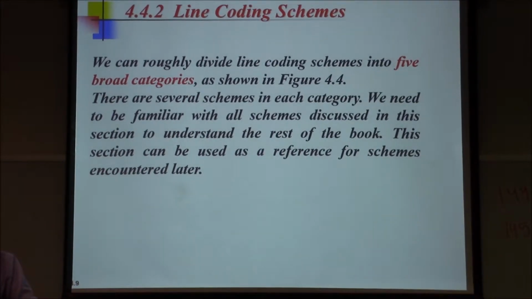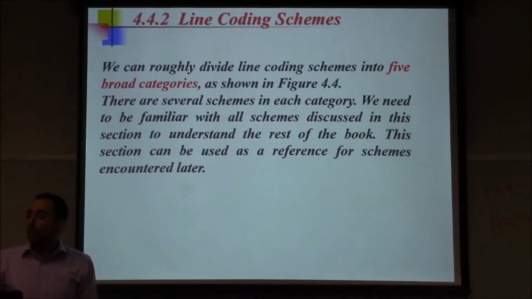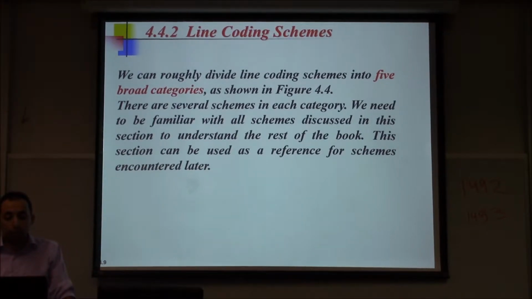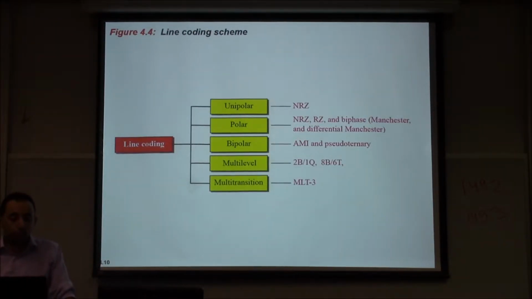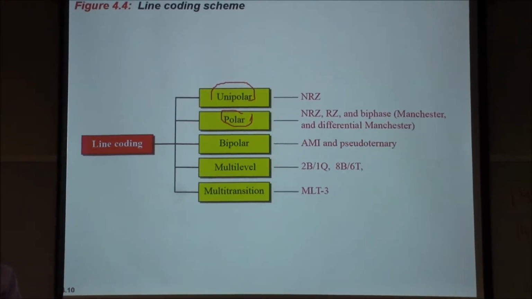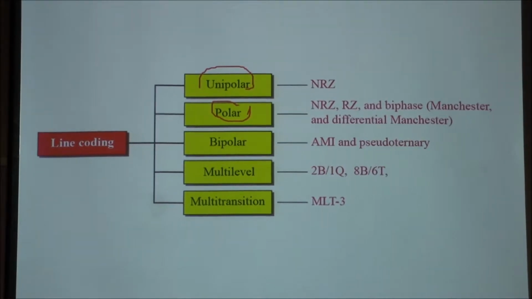So in line coding schemes, as I said, every time we send digital data as a digital signal, we do what we call line coding. There are 5 broad categories for line coding. We divide them into unipolar, polar, bipolar, multi-level, and multi-transition.